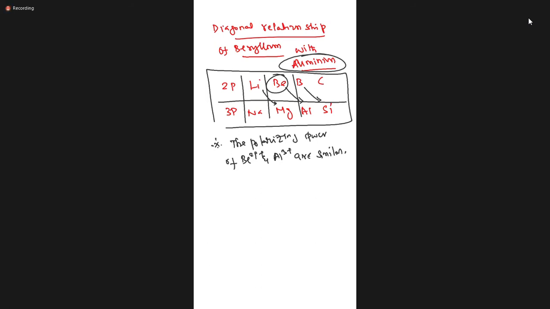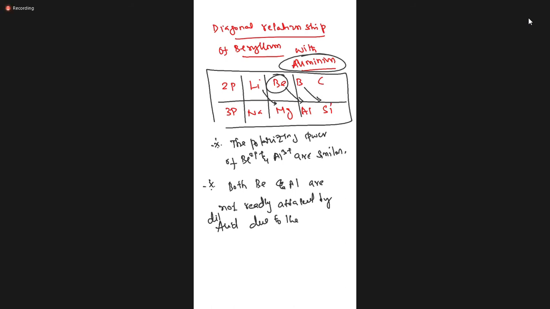Please, this point is most important. Both beryllium and aluminium are not readily attacked by acids, diluted acids. Please note down diluted acids, due to the formation of oxide film.